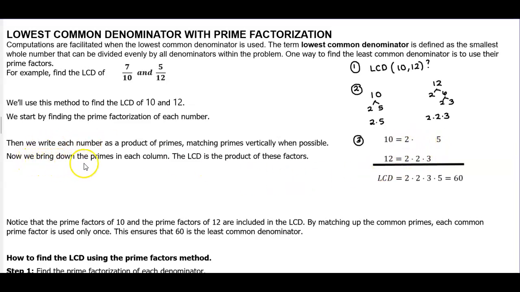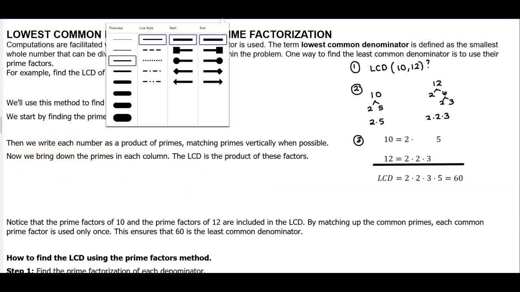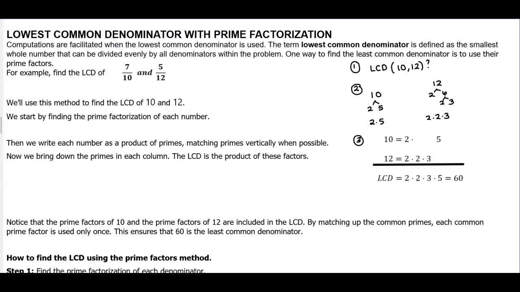Now, we're going to bring down the primes in each column. If you take a look at the 2 with the 10, it also shares a 2 with the 12. So they have a 2 in common. And then the 12 also has a 2 that we need to include. The 12 also has a 3 that we need to include. And then we have a 5 that needs to be included.